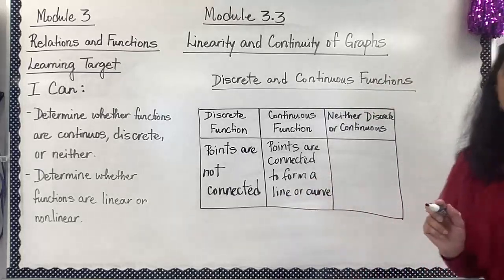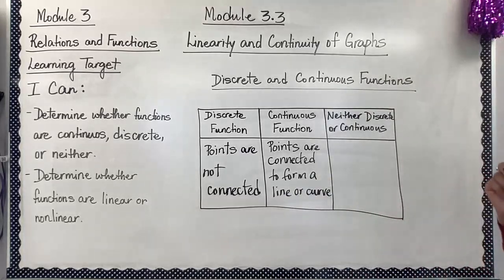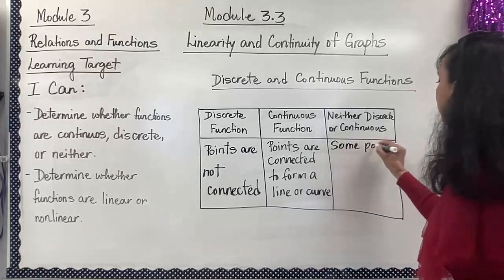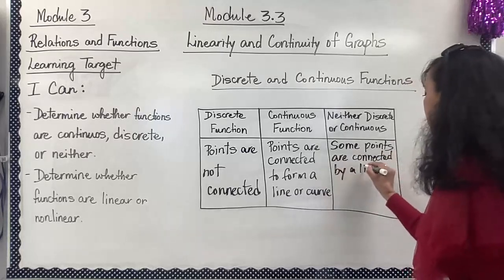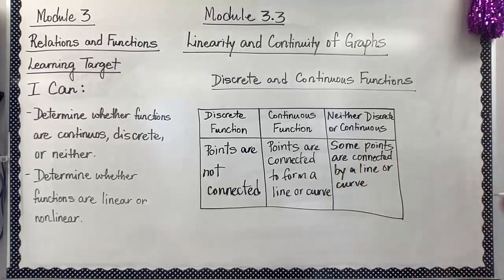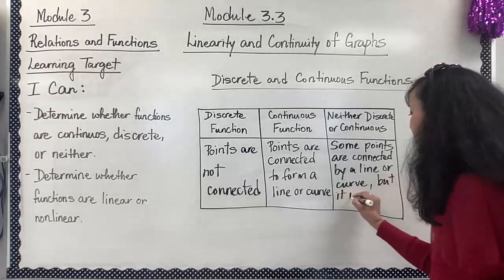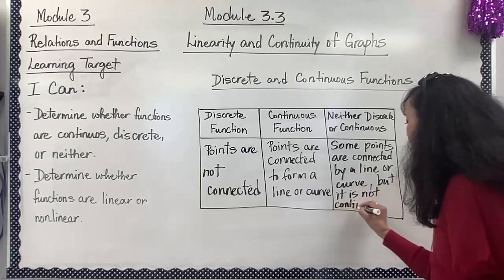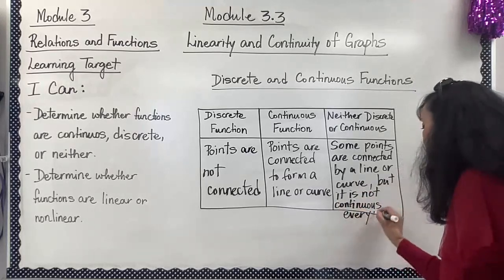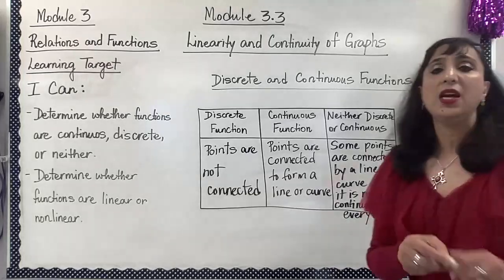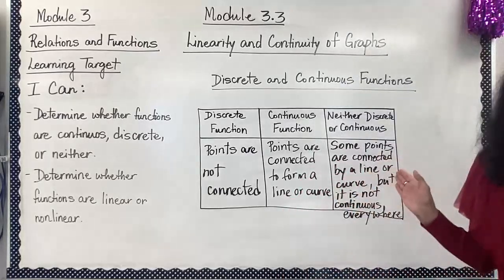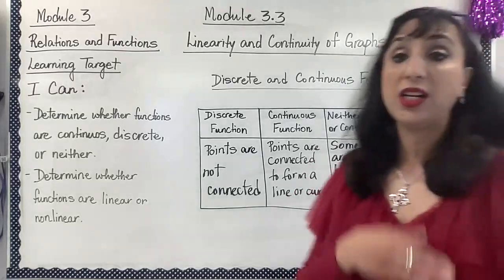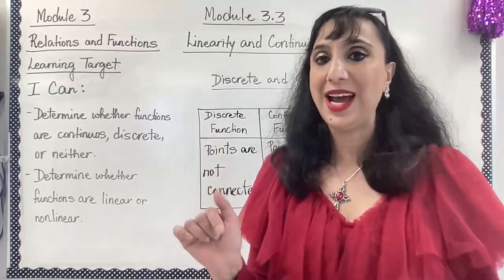And the last one, neither discrete nor continuous. Some points are connected by a line or curve. But it is not continuous everywhere. So once again, in a discrete function, the points are not connected. In a continuous function, points are connected to form a line or a curve. And in neither discrete nor continuous, some points are connected by a line or curve, but it is not continuous everywhere.